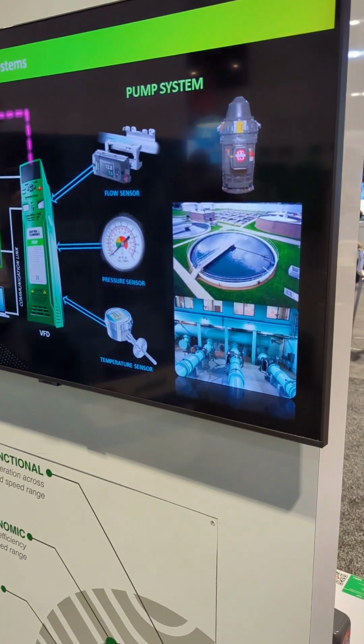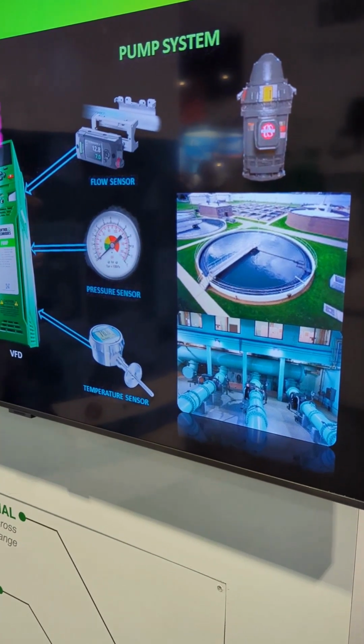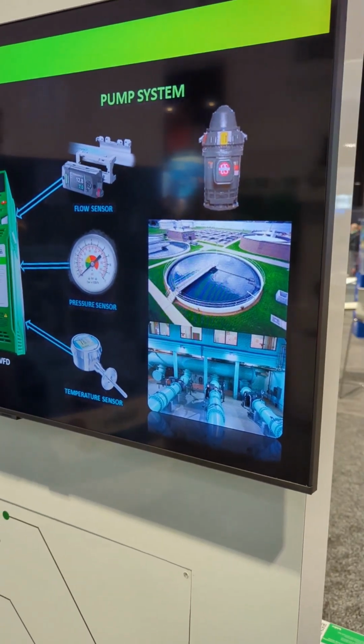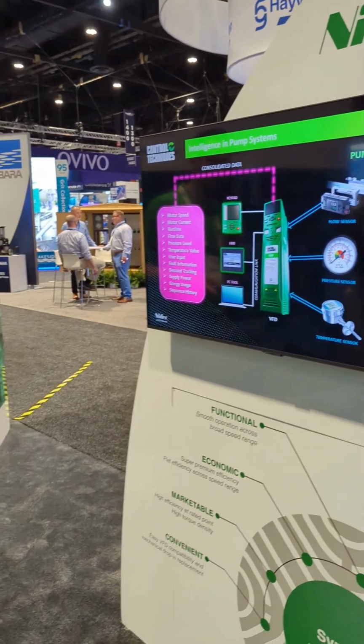So we can look at motor speed, motor current, temperature values, other user inputs, what our supply power is, the sequence history of the system. All of this comes into the drive, so it makes it the ideal connection point for any remote monitoring of your pump system in the field. And so what we want to look at then is how do we get to that VFD in the field? How do we get the data out of it, and how do we visualize that data?